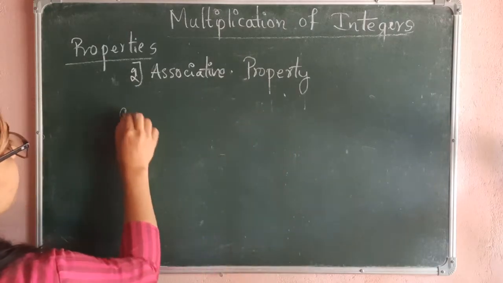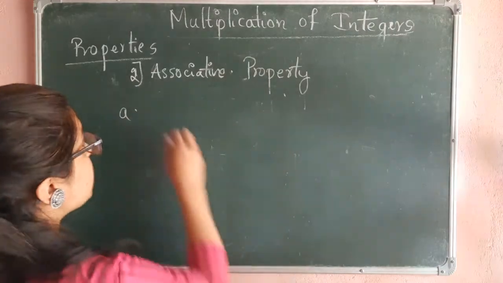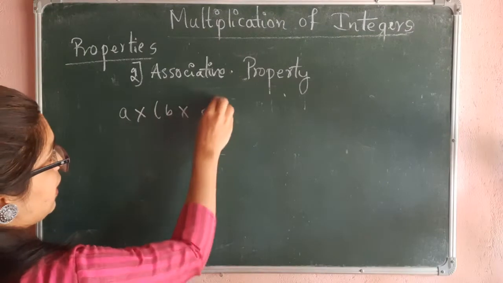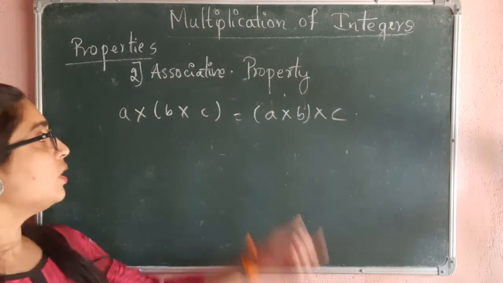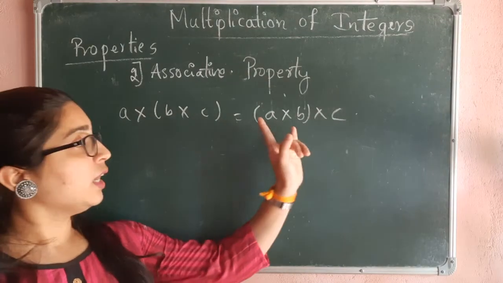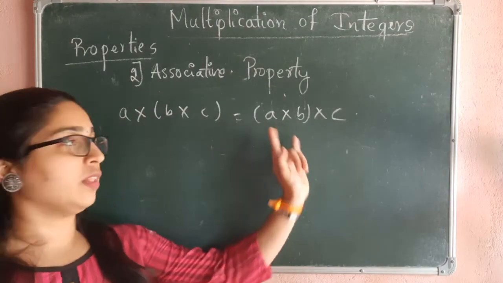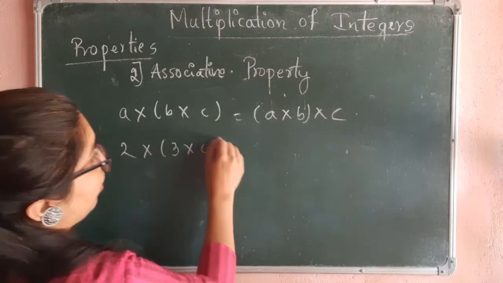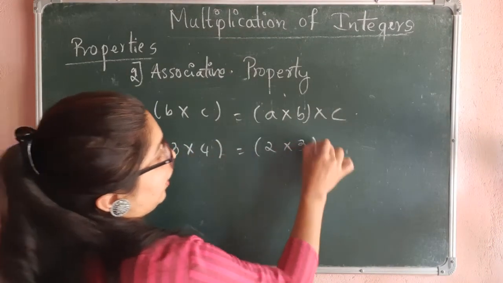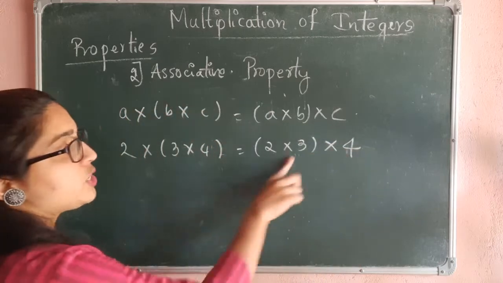So in this case, if a, b, c are integers, a into (b into c) is equal to (a into b) into c. The grouping here is b into c, and here we have grouped a and b together. So we will take 2 into 3 into 4, 2 into 3 into 4. We have just changed the grouping.